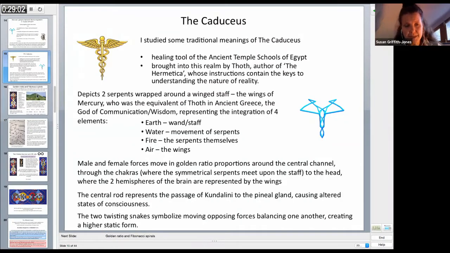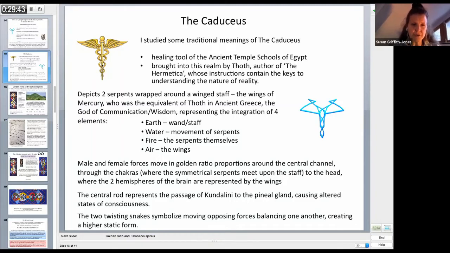And it basically depicts two serpents wrapped around a winged staff, the wings of Mercury, as they're known, who was the equivalent of Thoth in ancient Greece, the god of communication and wisdom, representing the integration of the four elements, whereby the earth is the wand or the staff, the water is the movement of the serpents, the fire is the serpents themselves, and the air is the wings. So as you can see here, male and female forces move in golden ratio proportions around this central channel, which is this rod or staff, through the chakras.